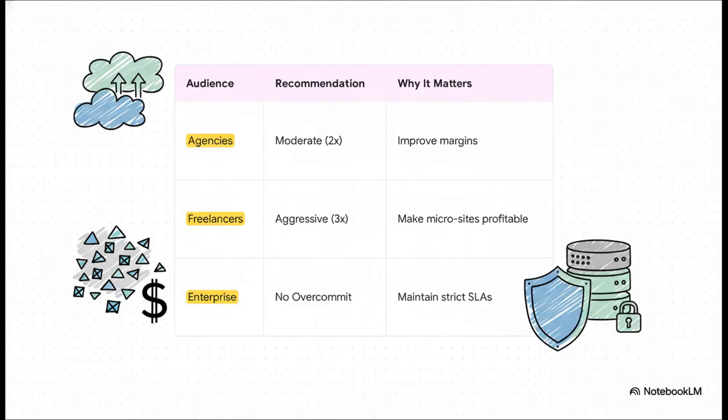So here's a simple breakdown based on who you are. If you're an agency, a moderate 2x overcommit can seriously boost your profit margins. If you're a freelancer juggling hundreds of smaller sites, a more aggressive 3x overcommit can be the thing that makes your business model truly profitable. And for those enterprise users, you can just stick with no overcommit and keep those ironclad performance guarantees. There's a model here that fits everyone's needs.